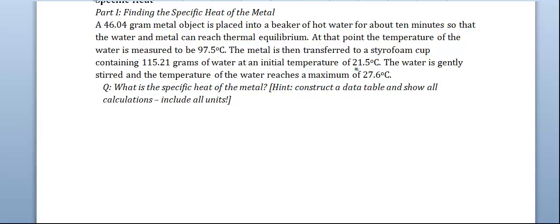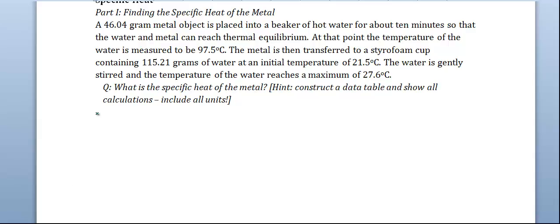And then you can take that and turn it around, and if the heat absorbed that much water, that means that the metal had to release that exact amount of heat. And knowing the mass of the metal and the delta T, you know the temperature that it started at, and the metal ended up at 27.6 degrees. You've got a delta T there, and so that's how we can get to the specific heat.